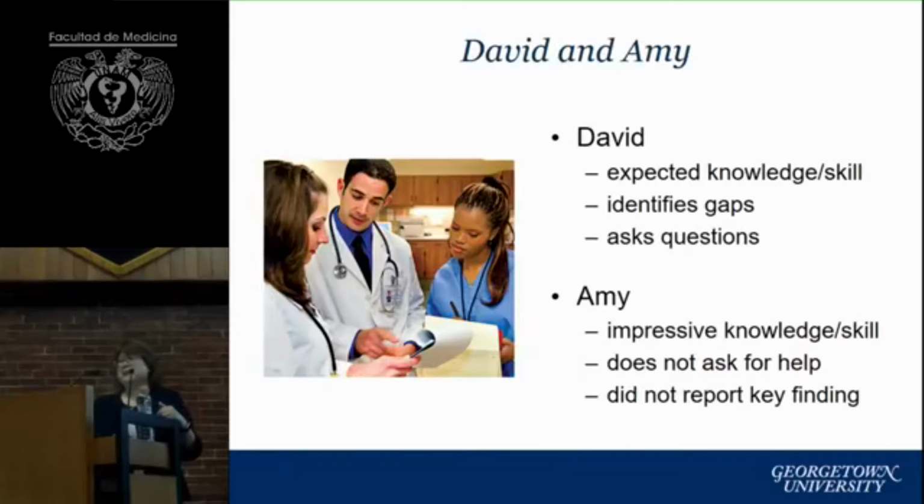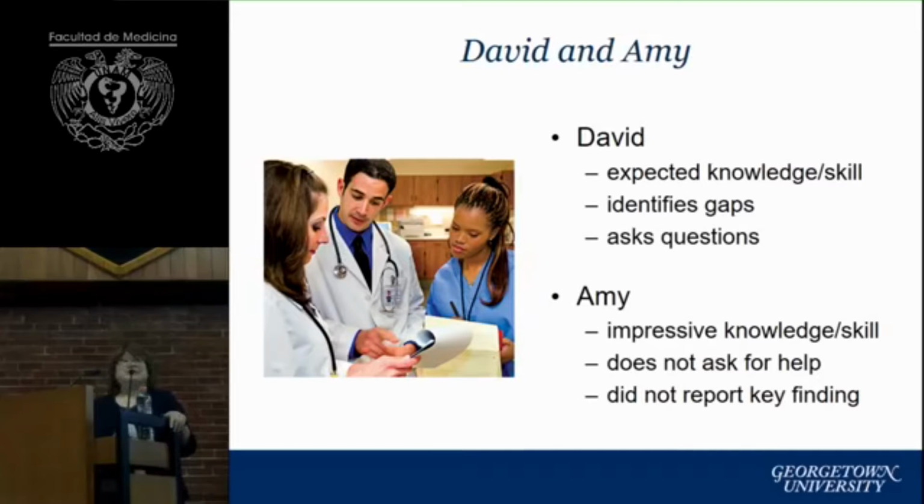Okay. So just to give you an example, and this is actually based off of a real-life experience I had working in clinic, let's say I work with 2 students, David and Amy, right? David is an average student, exactly where we expect someone to be. But what's nice about David is he knows what he doesn't know. And he will come and tell me when he doesn't know something, and he asks questions all the time, right?